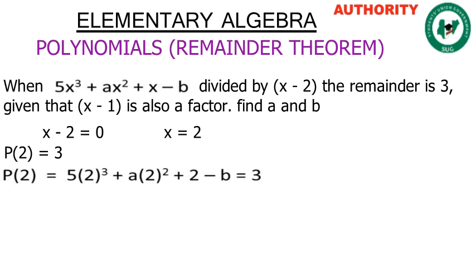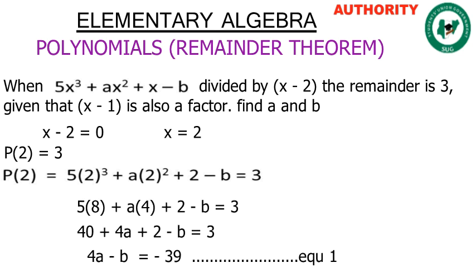Okay, 2 raised to the power 3 will give us 8, plus a, open bracket 2 raised to the power 2 will give us 4, plus 2 minus b. So we have 5 times 8 will give us 40, plus 4a, plus 2 minus b is equal to 3. So we will have 40 plus 2, it will give us 42, plus 4a minus b is equal to 3.